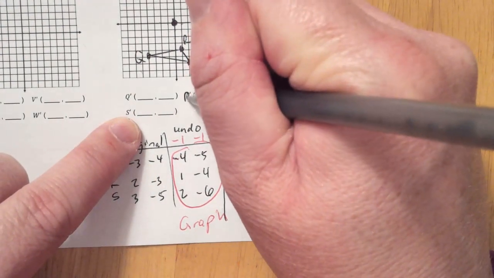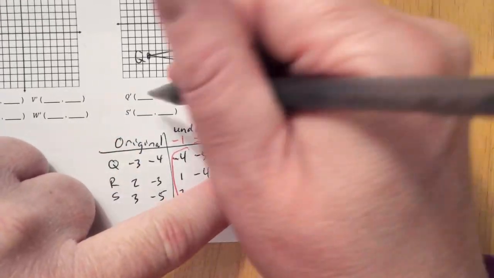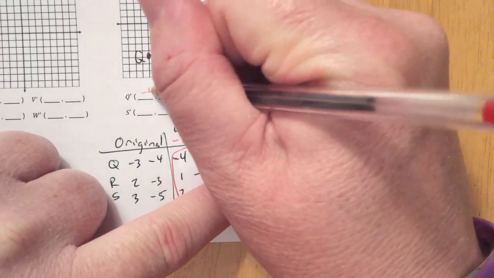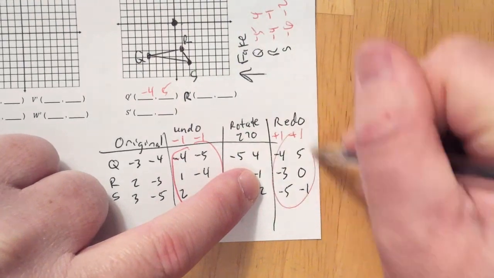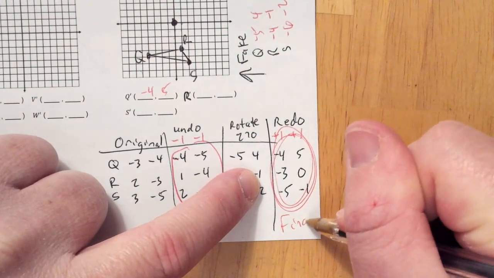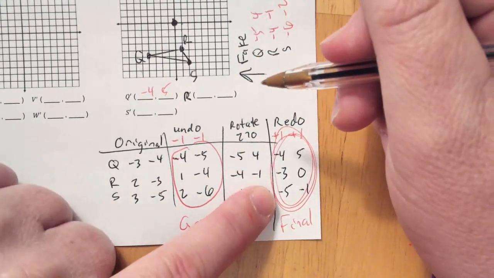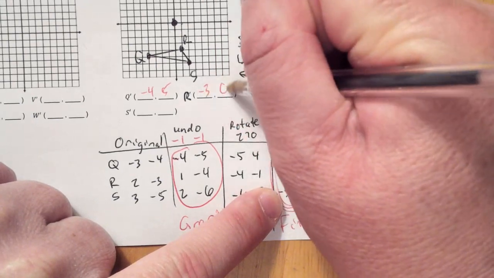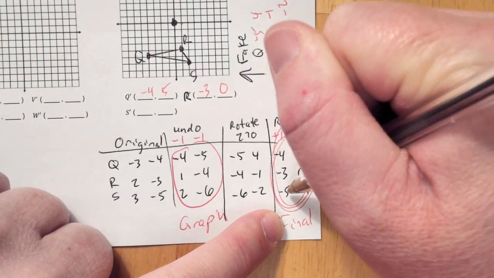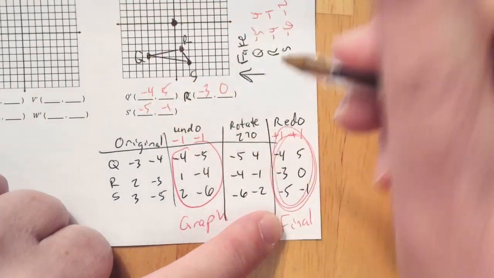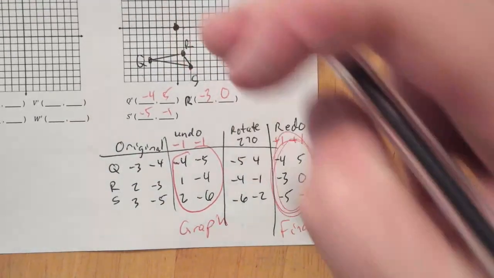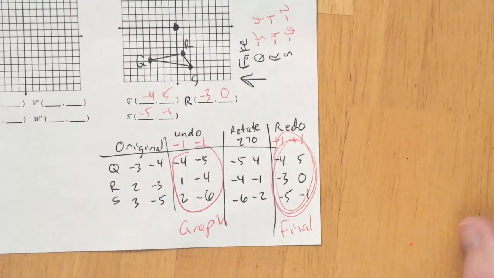So Q, R, S, sorry about that typo right there, that is -4, 5. So this is your final answer. Your R was -3, 0, and your S is -5, -1. And these would be the coordinates you would have to graph if that was what they wanted as your final answer. Fabulous. All right, well, let's keep going.